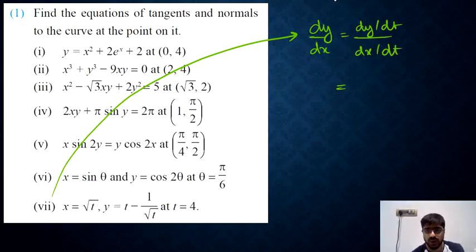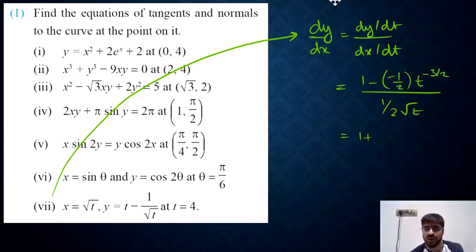Derivative of y, that's going to be 1 minus 1 by root t. So you can consider that as t power minus half. The derivative will be minus half t power minus 3 by 2, divided by the derivative of x, that is going to be 1 upon 2 root t. And we are putting the value of t as 4.